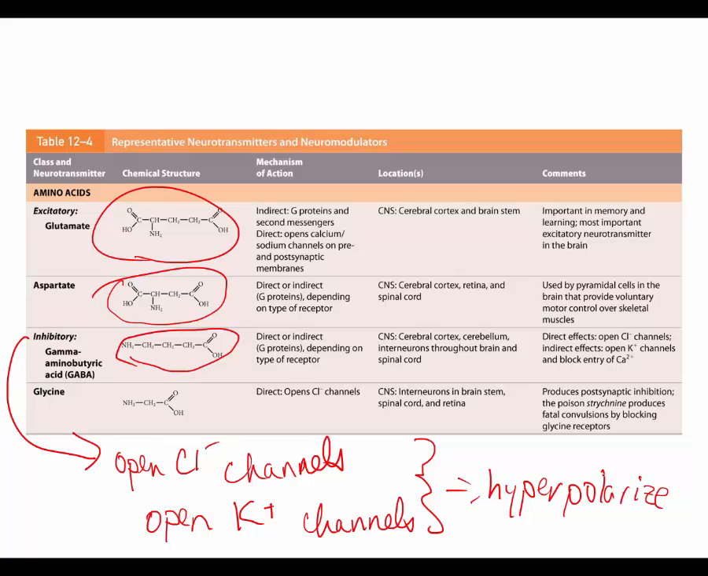All right, now let's look up here. Mechanism, location, comments. Direct effects, open chloride channels. Yep, that's inhibitory. Let me see. Glycine produces postsynaptic inhibition. Oh, yep, right here. Opens chloride channels. It was just in a different place because it was under the mechanism of action. So you can see that GABA and glycine have inhibitory effects here by opening chloride channels. And actually, you can see GABA opens potassium channels as well. So these are inhibitory amino acids. Not all amino acids are stimulatory.